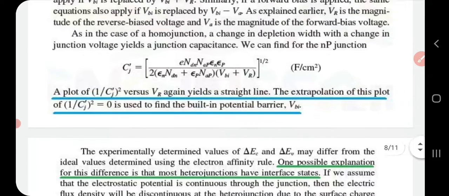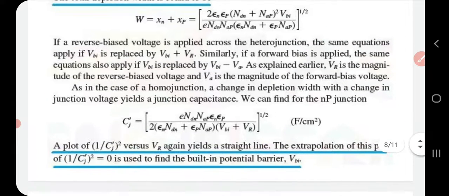So this discusses the concept of junction capacitance. First of all, they discussed the total potential barrier and total depletion region width. Now they have discussed junction capacitance, how it will look, and how, from the plot of junction capacitance, you will get the potential barrier. So that is over by this.